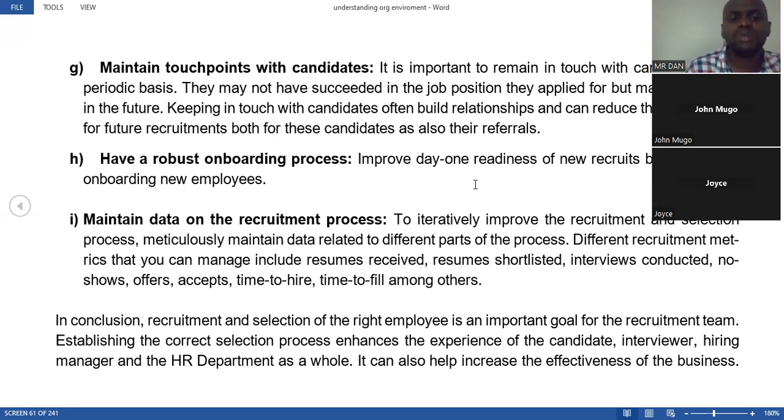Have a robust onboarding process. Improve day one readiness of new recruits by onboarding new employees. So make sure that new employees are introduced to the organization's systems and processes in a very simplified way so that they don't fear the first time they enter your organization. Maintain data on the recruitment process. Ensure that every time you have the process filed for future audits so that you are not ambushed.